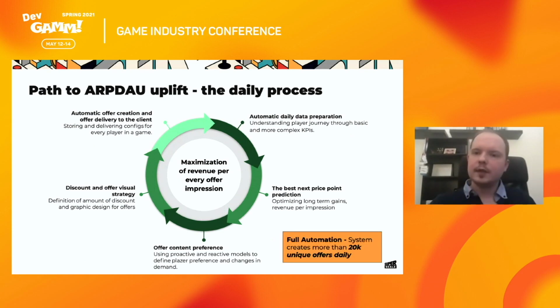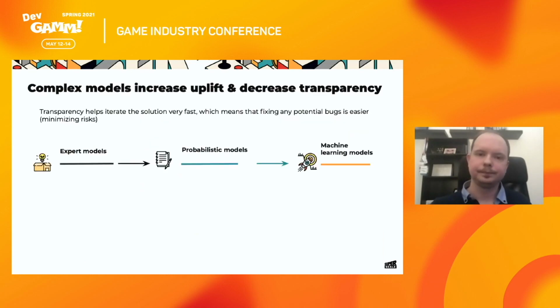Because this is a daily process with full automatization, we can create more than 20,000 unique offers. Of course, it depends on how many segments you have, and some of these offers are not going to be great, so we put them aside. Some cases you will even create more offers if you need. It depends on how complex the game is. I would say 20,000 is somewhere from simulation to RPG.